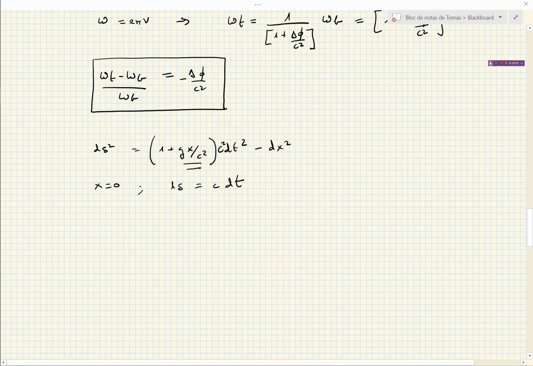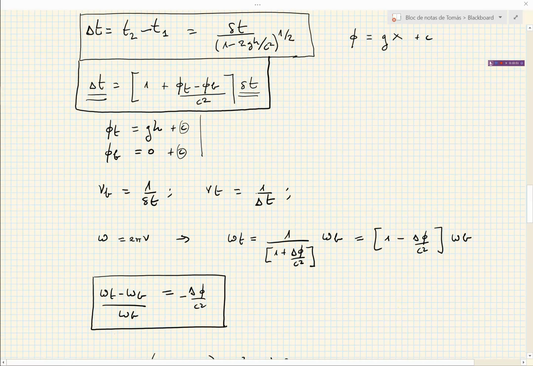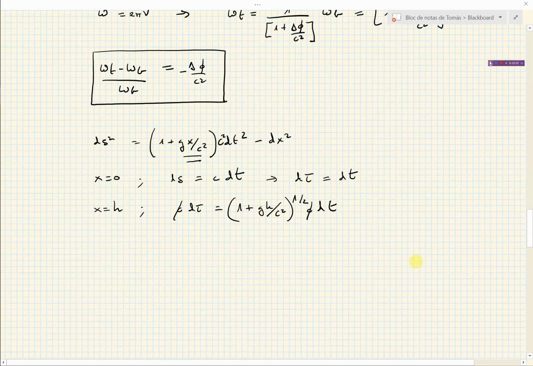In terms of proper time, if we want to give it also dimensions of time, this is telling us that d tau is equal to dt. Now at the top of the box, what we have is that x is equal to h, and we have ds, or if you want, d tau, equal to 1 plus gh divided by c squared to the power 1/2 times dt. Sorry, there is a c here, these two c's cancel, and this is the same kind of expression that we had been dealing with. In these previous arguments, we always made approximations, but this is an exact relation in the context of general relativity.